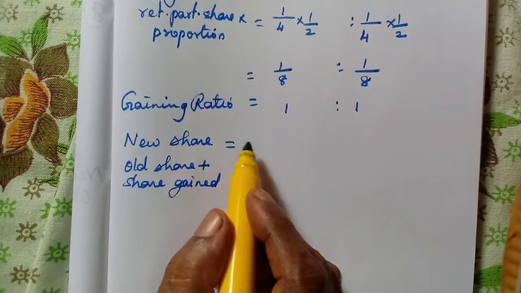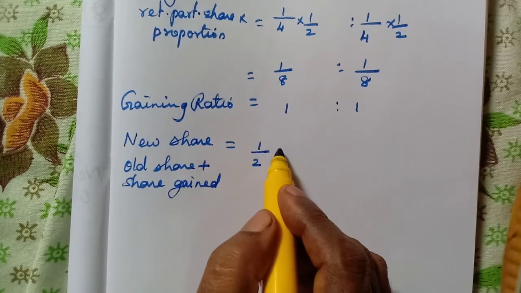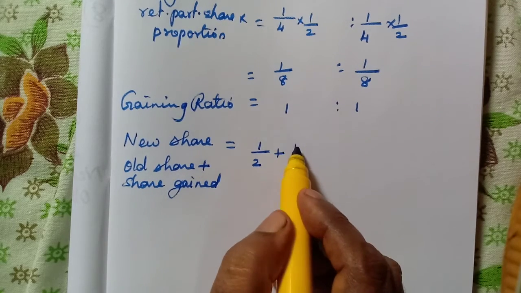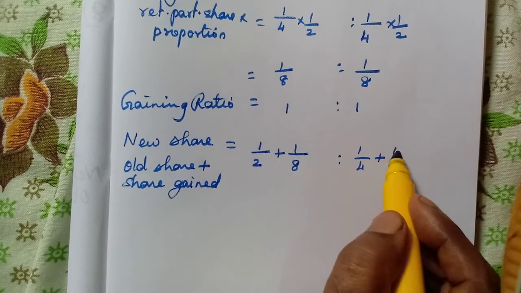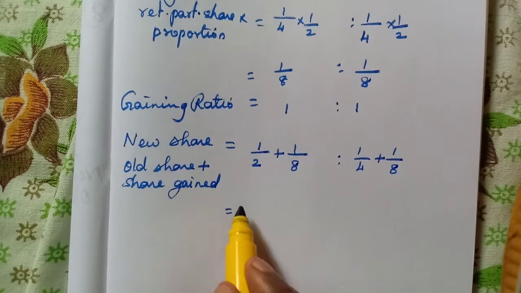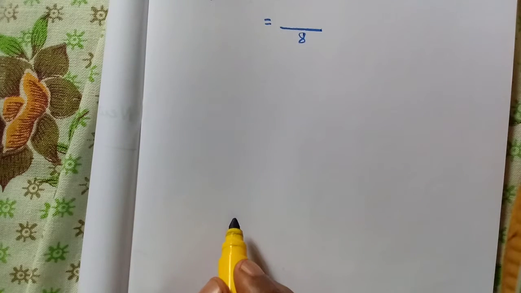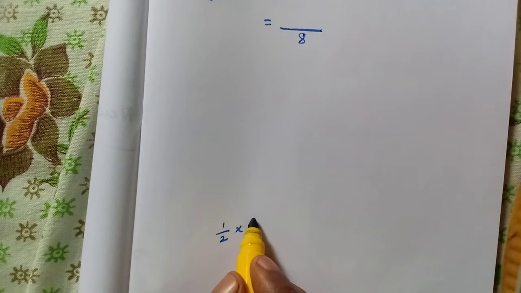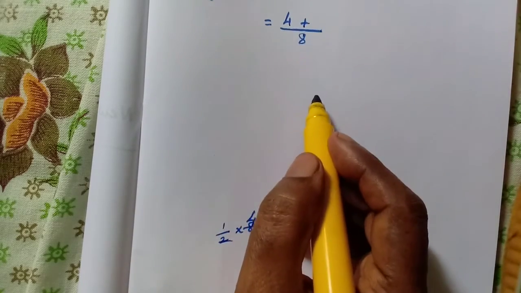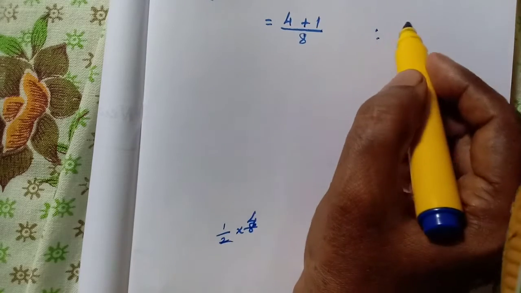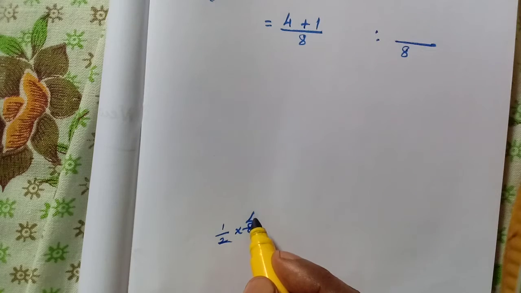Okay, for the partner Naveen, what is the old share? 1 by 2. Then what is his share gained? 1 by 8. Here it is 1 by 4 plus 1 by 8. Here 8 will be the LCM. Now we need to calculate 1 by 2 into 8, that is 4, plus 1 by 8 into 8, 8 will be cancelled, 1. Then here also 8. We will get 4, isn't it? So 4.